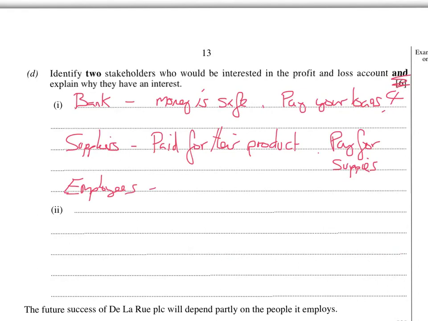A second thing you could say for employees is they could be saying, well, the company's making so much profit, maybe they should be paying me more. So you could say that. Other stakeholders who might be bothered, you can always say shareholders, because the shareholders might be thinking, if they're making lots of profit, they should be paying me more of a dividend, which is a payment you pay to shareholders when your company's doing well. It's a dividend, sorry. So there's things like that. On to the next question.